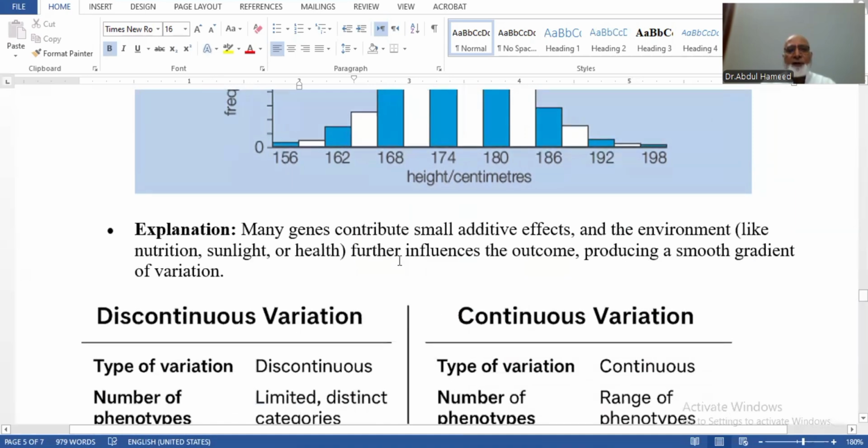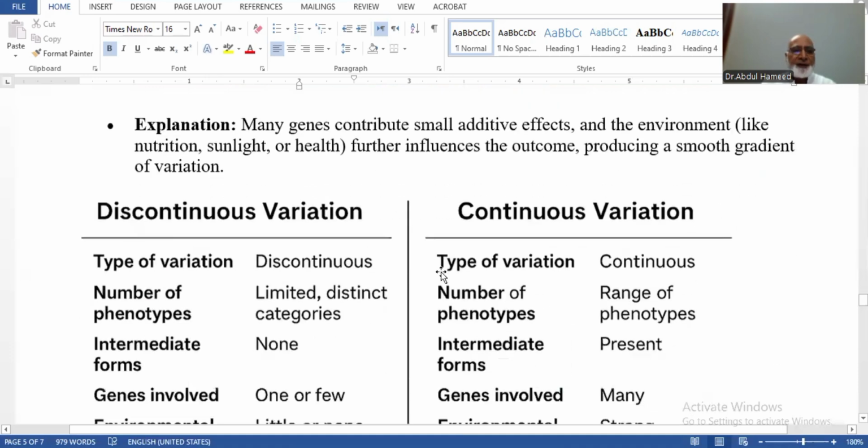So many genes contributed small additive effects. They are adding effects in the outcome of that phenotype, the appearance of that phenotype, and environment like nutrition, sunlight, health further influences the outcome, producing a smooth gradient of variations.